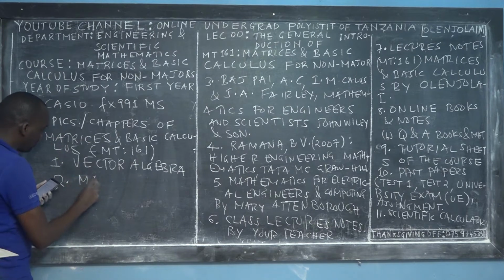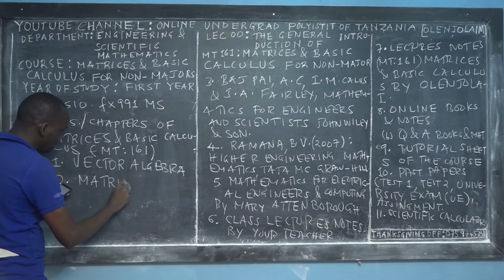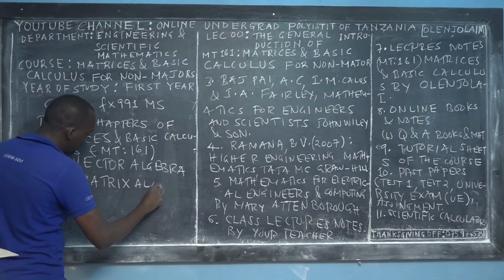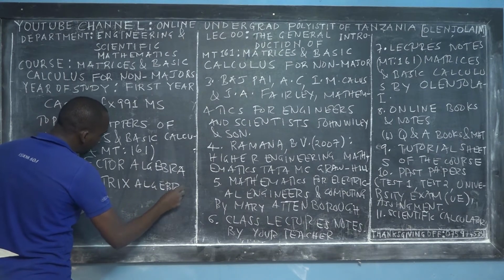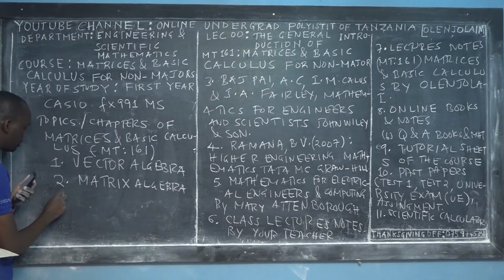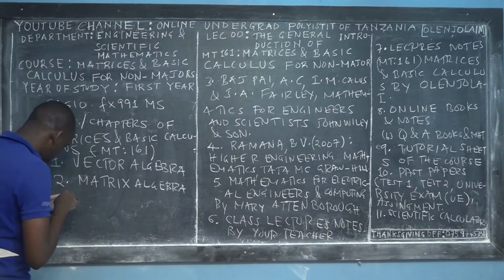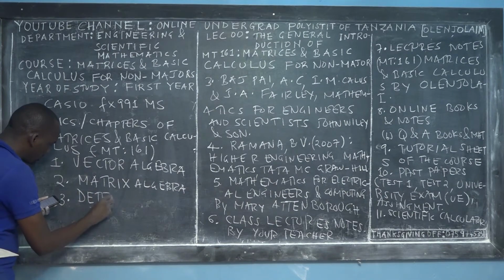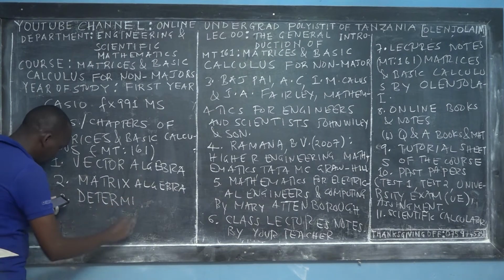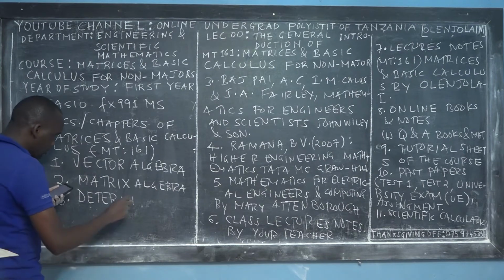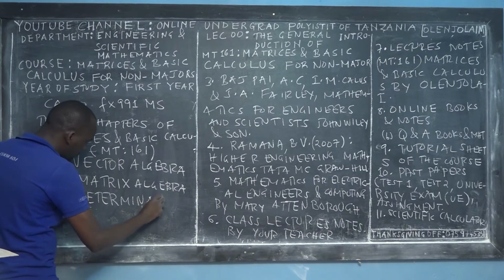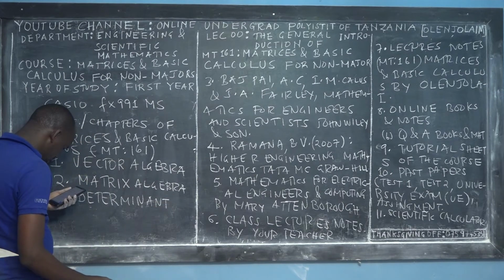The second topic is called matrix algebra. I will also explain the areas of concentration, so what we are going to cover. You have to compare with your curriculum. In case something is missing, let me know in the comment section so I can record a video to add what is missing. Then determinants.